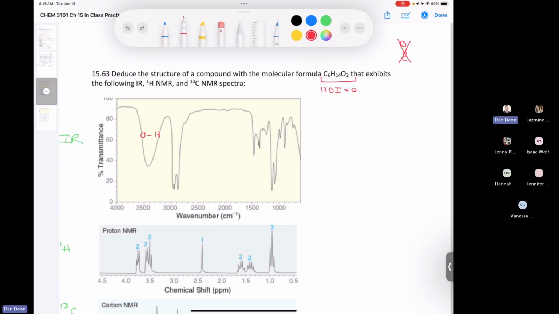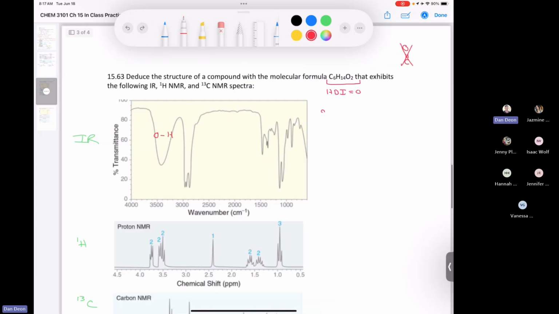As far as other functional groups, we either have two alcohols, or an alcohol plus what? What would the other functional group be if we have an HDI of 0? What's the only other functional group that contains oxygen and has an HDI of 0? It's going to have an oxygen in it, because there's two oxygens, O2, so at least one of them is an alcohol. Exactly. The other functional group is an ether.